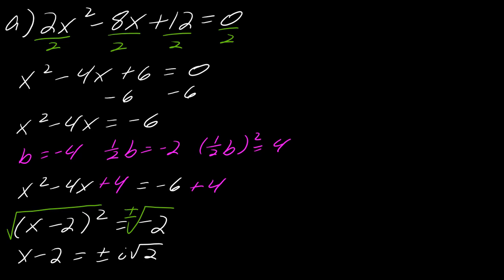Notice I can't really do much to simplify that square root, so in the end, my final solution will be x equals 2 plus or minus i times the square root of 2. That's really as much as you can do with that one.